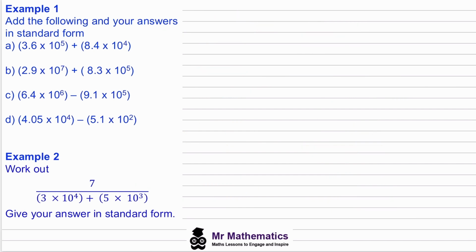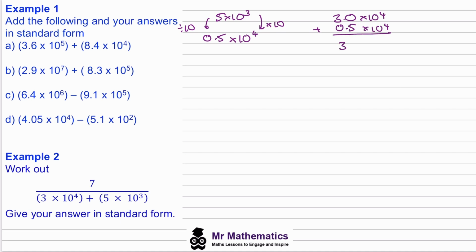So the first thing we're going to look at is this denominator. And you can see we need to write this 10 to the 3 using the same power we have here. So we need to convert 5 times 10 to the 3 to something times 10 to the 4. So we'll multiply this by 10, we'll divide the 5 by 10, and we get 0.5 times 10 to the 4. So now our addition is 3.0 times 10 to the 4 plus the 0.5.